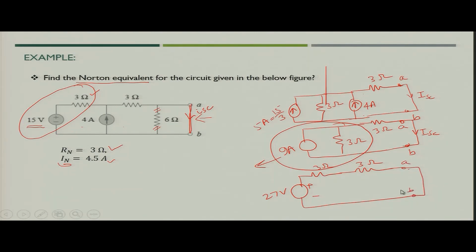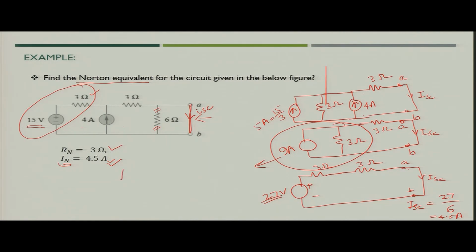Now, it has become very simple, which you can see from the circuit itself, what would be the value of the short circuit current. Here the short circuit current value would be the voltage source 27 divided by 6. So, what you got is 4.5 ampere. So, now you got Norton's current, that is the short circuit current, as 4.5 ampere.